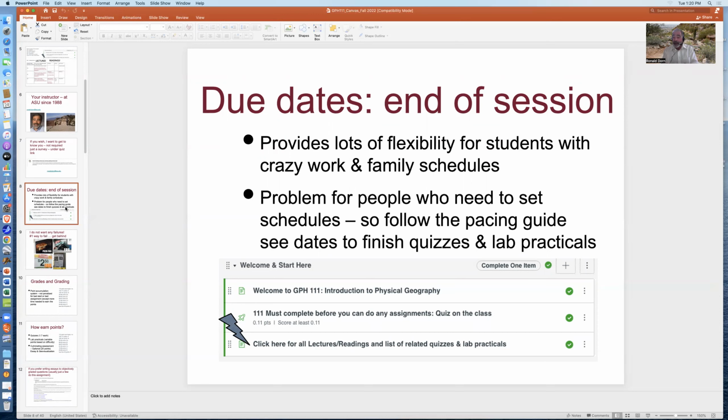But this is a problem for people who need to set schedules for themselves. So I have a pacing guide in the schedule that you can use, specific dates on when you should finish the quizzes and the lab practicals. You can also set a pacing guide, and I'll explain how, from the number of points you need to earn the grade you want.